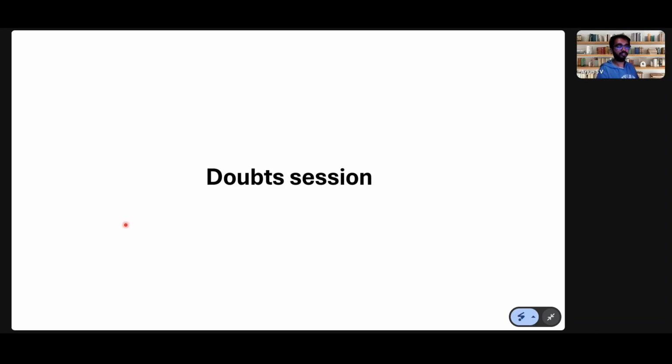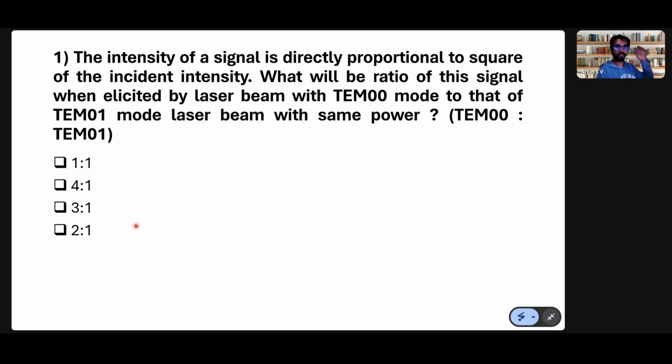Okay, then let's discuss the assignment problems. So the intensity of a signal is directly proportional to square of the incident intensity. What will be the ratio of the signal when elicited by laser beam with M00 mode to that of M01 mode laser beam with same power?